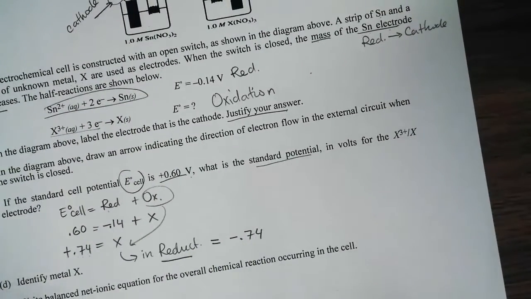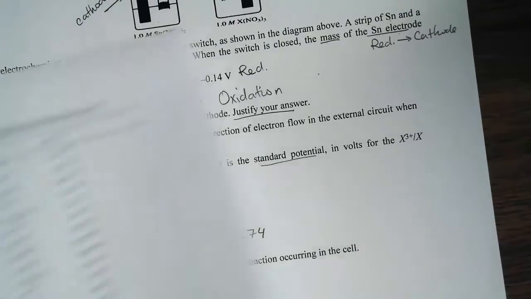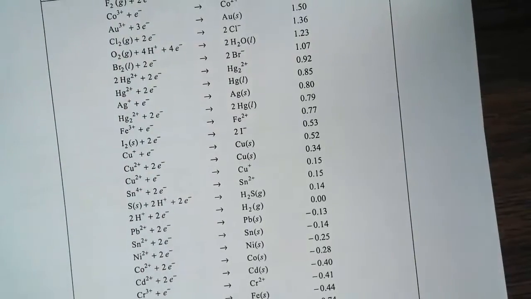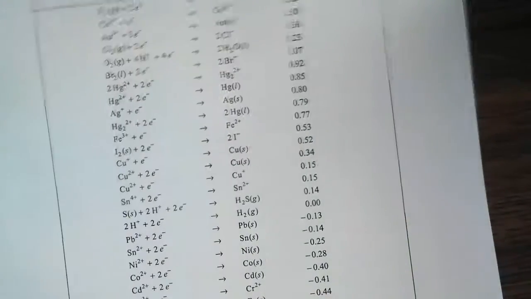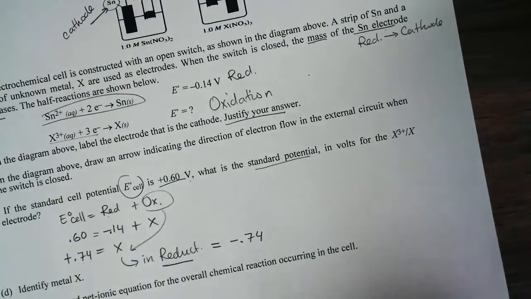Now, why do we have to worry about reduction form? Because if we look at our table given on the AP test, all the half cells are given in terms of reduction. It doesn't give you in terms of oxidation. So that's why it's important. So let's go back to this problem.